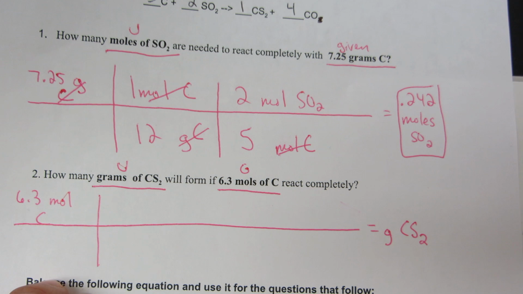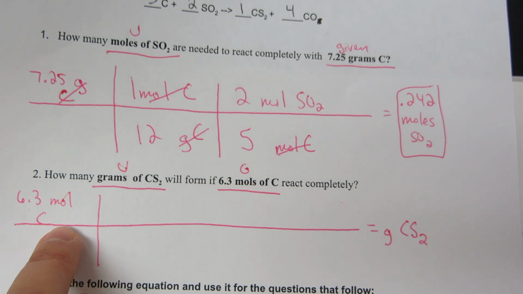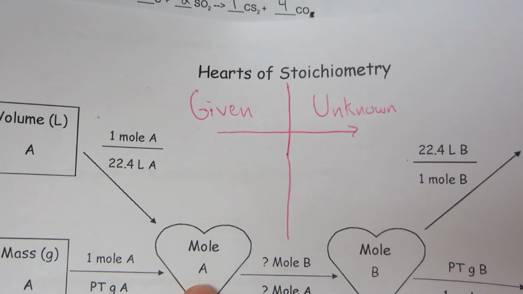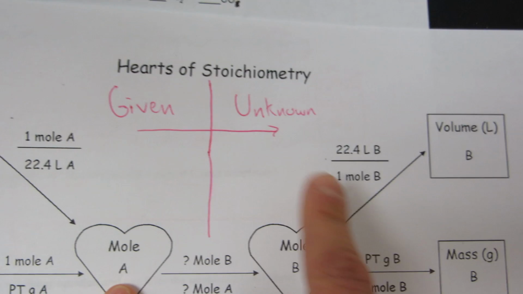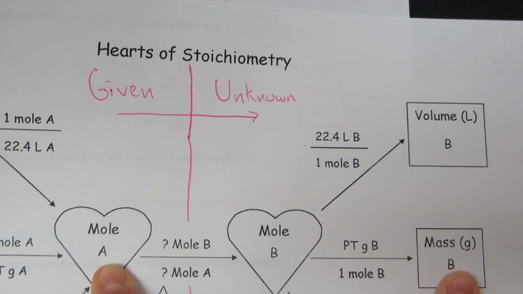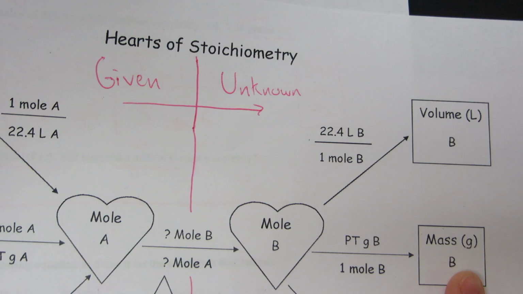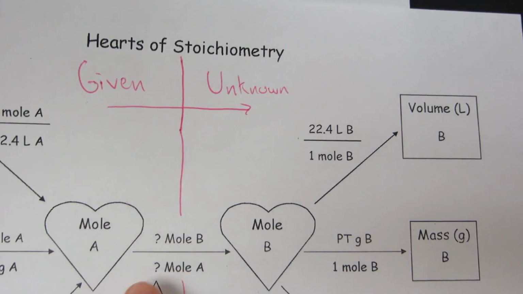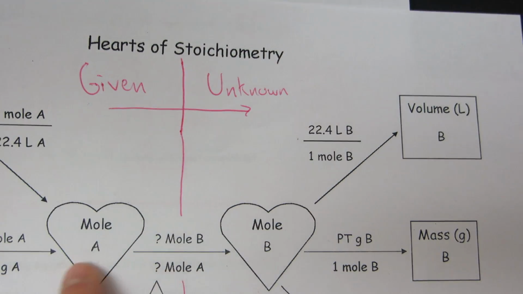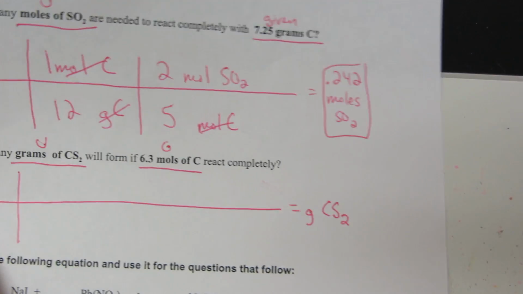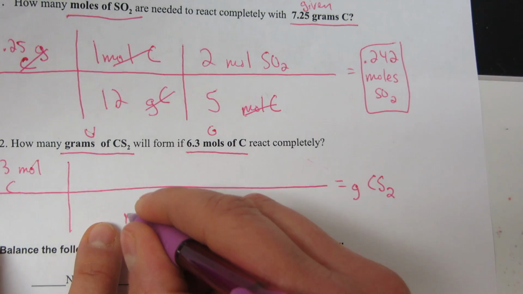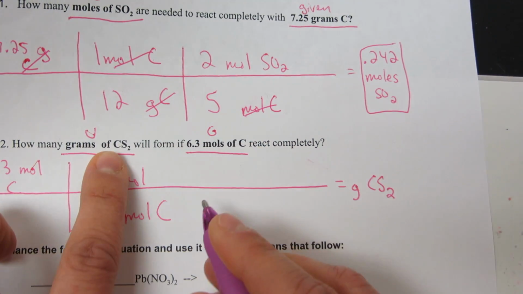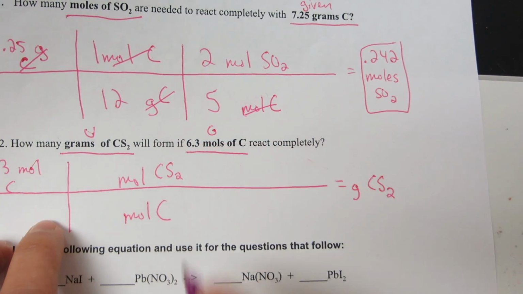To map this out on the heart of Stoich, I'm starting with mole, and I'm going to grams. So on the given side, I'm starting at mole, and on my unknown side, I am going to grams. So this is going to be 2 steps here. The first step is to use the mole ratio step to go from moles of carbon to moles of CS2. Since I have moles of carbon on top, I need to put moles of carbon on the bottom to cancel it out, and I'm going to put mole of my new substance, CS2, on top.